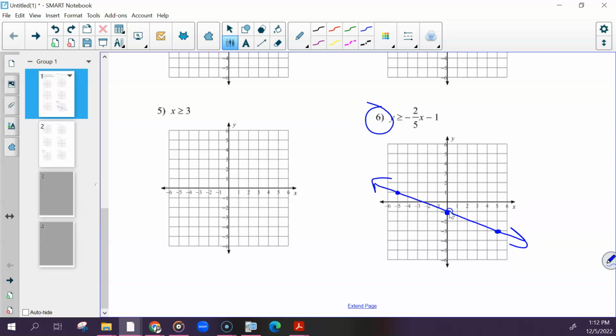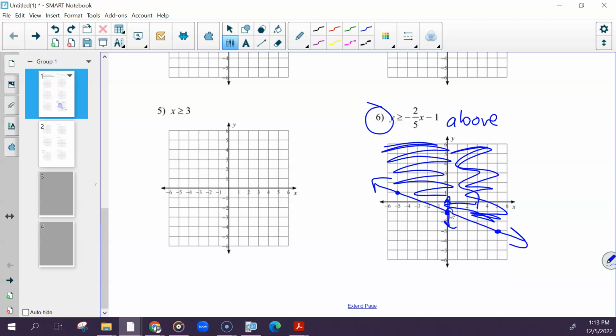And then shaded above or below? Above, because it's greater than. If you're not sure which one that is, draw your arrows up and down. Above would be up, so up here. It doesn't say this, but if I said, give me an ordered pair that would be a solution, tell me one. 0, 6. 0, 6 would work.